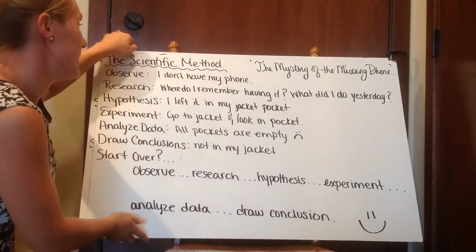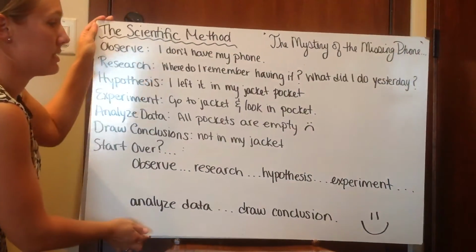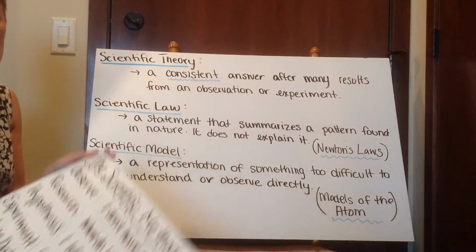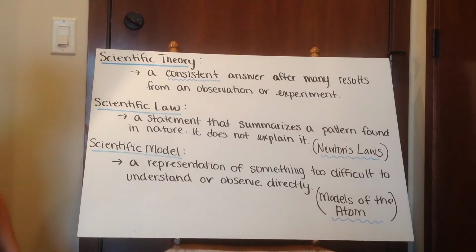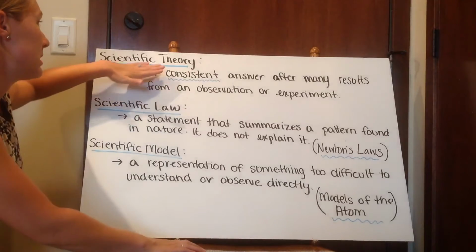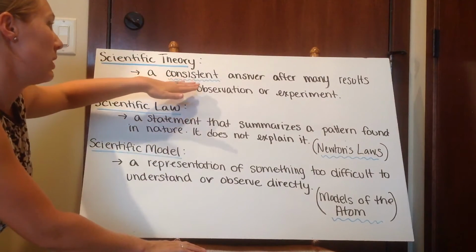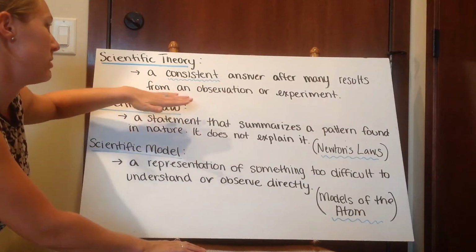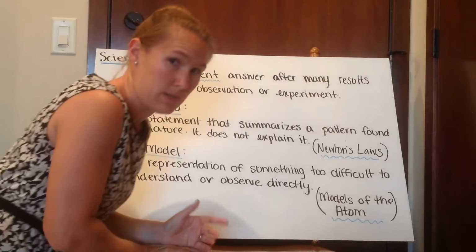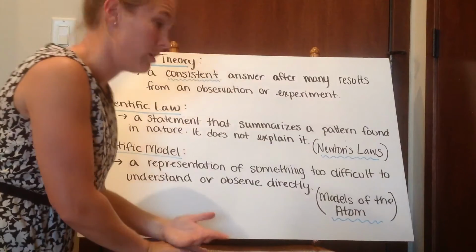Once the scientific method is used, scientists can have a couple of different options on where to go next. So scientists can either make a theory, a law, or a model. A theory is when there's a consistent answer after many results from an observation or experiment. So something that's never been proven false.